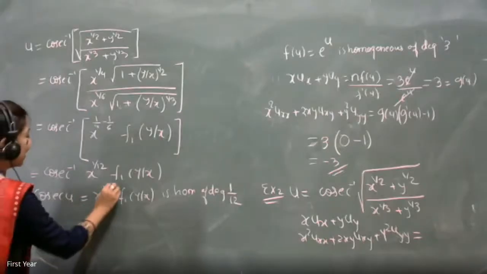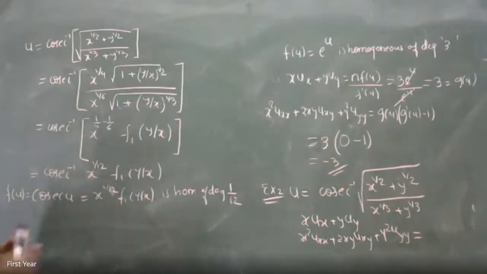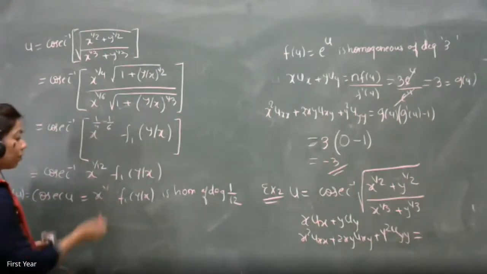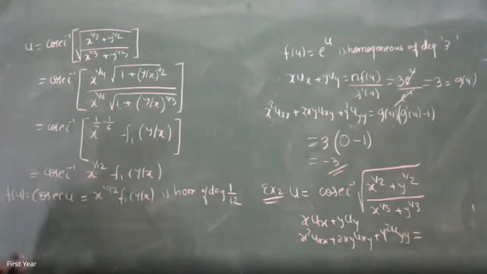Ma'am, what is it? It is 1 by 12. Yeah. You write 1 by 12. Got you. Okay. X raised to 1 by 12 into f1 of y by x. So it is homogeneous of degree 1 by 12. Who is homogeneous of degree 1 by 12? Cosec u and not u.